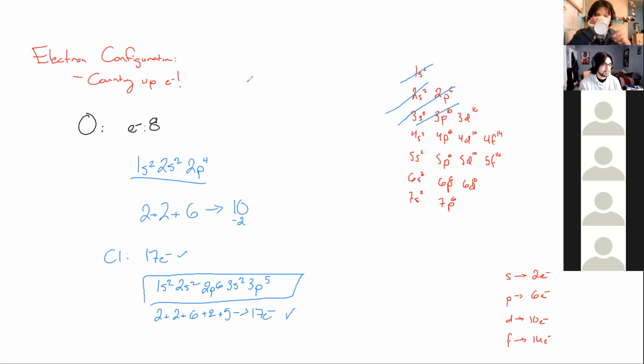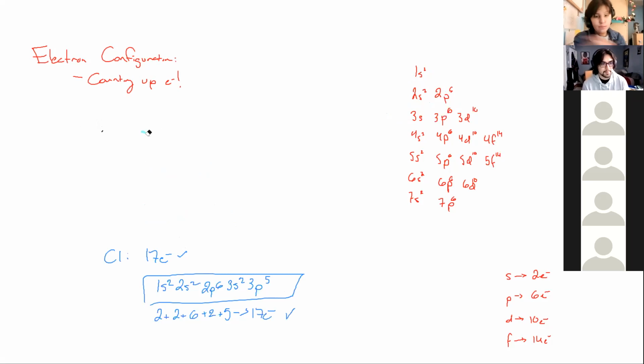All right, let's try one with D. Someone give me an example. Can you do a transition metal? Let's do cobalt. I like cobalt. Yeah, sure. Cobalt works. So I'm going to go ahead and erase oxygen real quick, that way we have space. Okay. So cobalt, how many electrons do I have? 27. Yes, 27 electrons.